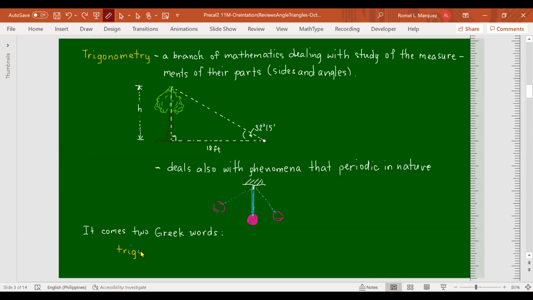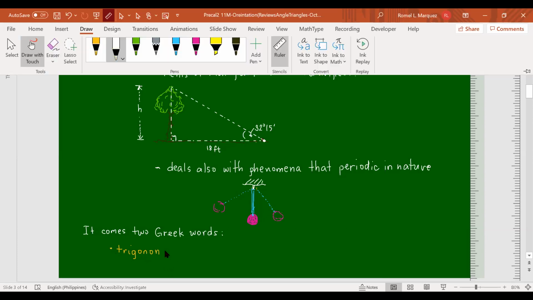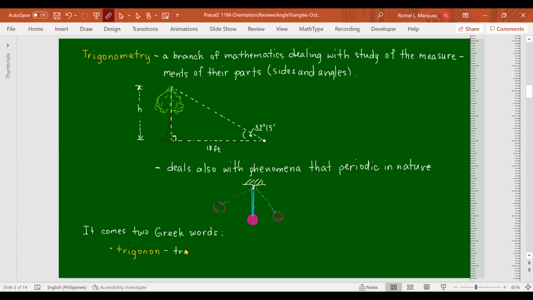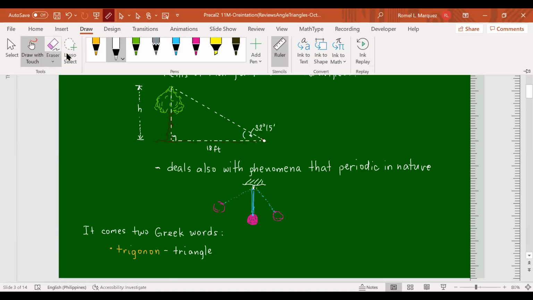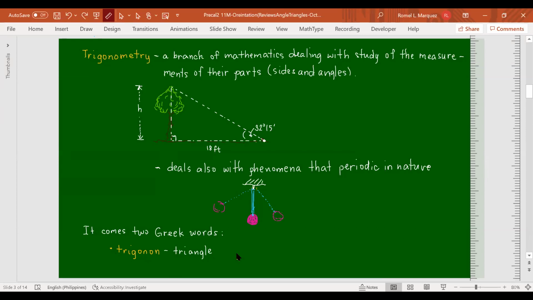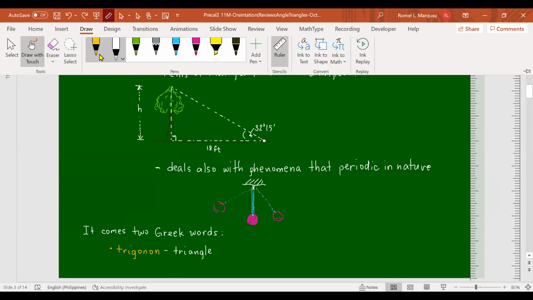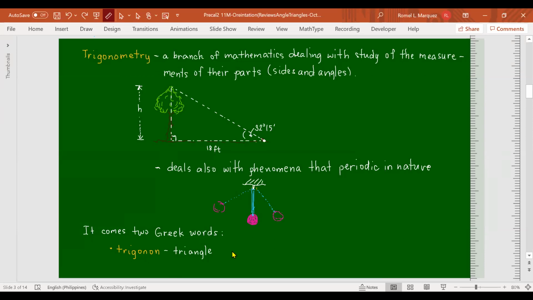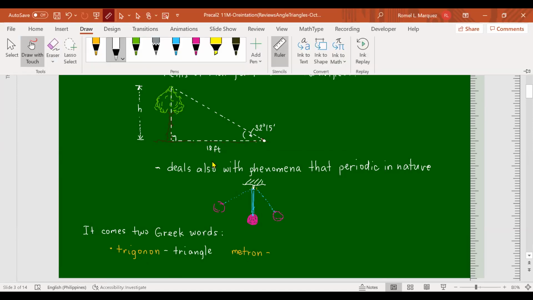The second one po is metron, which means measure. Specifically, what does it mean? To measure. I think it's a verb. Metron, so to measure.